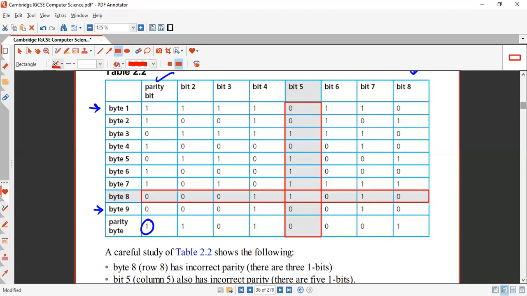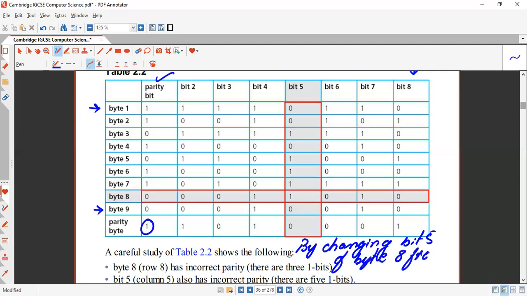For this question, you're going to write the answer by changing bit 5 of byte 8 from 1 to 0. If I change this 1 to 0, both my problems will be solved. Is it so? Yes. Okay, so we can do this if we are getting a single error.